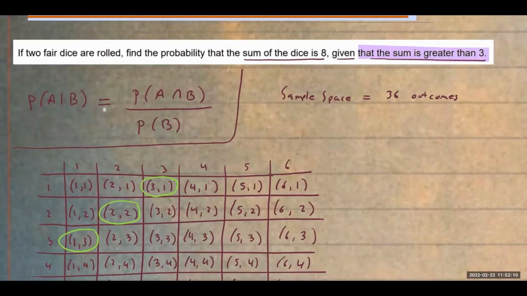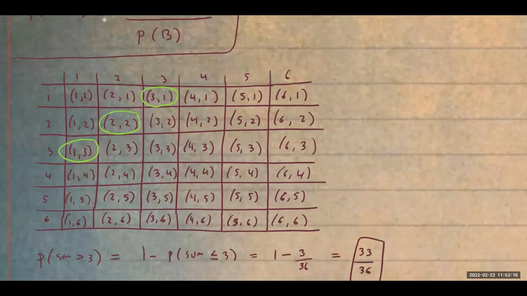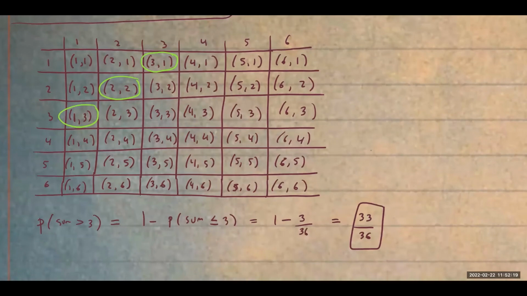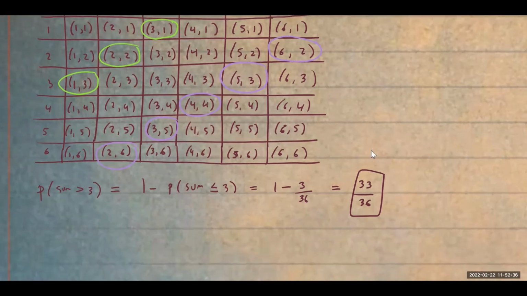Now I need to find the probability that the sum of the dice is 8. Where is the sum that happens to be 8? We know the sum is 8 right here, and here, and here, here, and here. So these are the outcomes for the sum to be 8. So the probability the sum is 8 is 5 out of the 36 possible outcomes. And now we're ready to work it out.